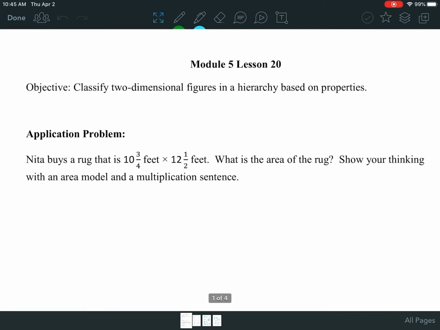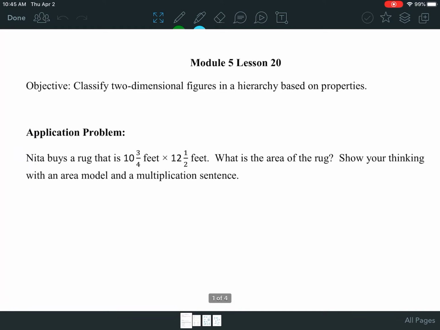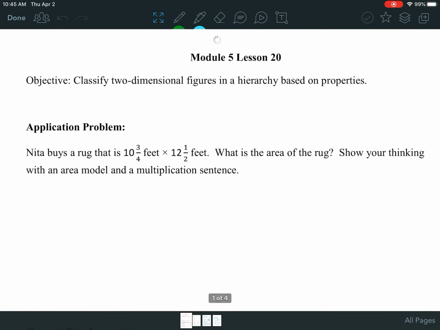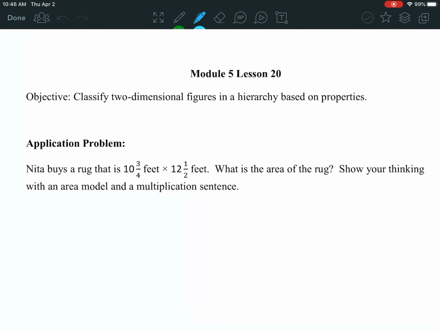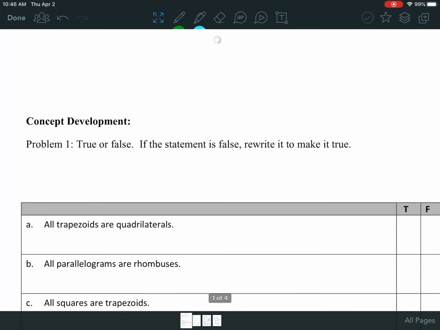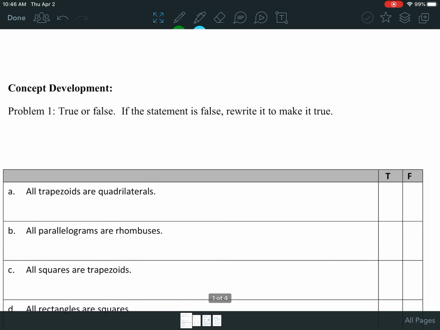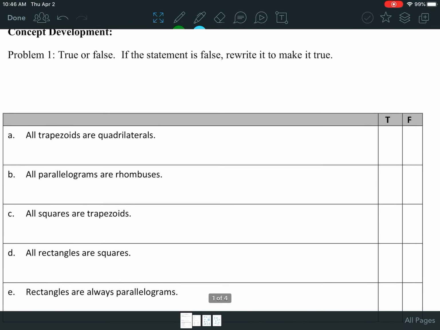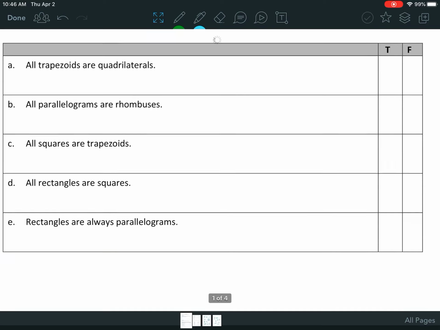The objective for Module 5, Lesson 20 is to classify two-dimensional figures in a hierarchy based on their properties. So we're going to be looking at figures and breaking them down and classifying them based on their properties. Those are the things that we've learned, all the things we defined when we were drawing our quadrilaterals in the lessons before this one. So down here, we're just going to be looking at some true or false statements today. And if it's false, we're going to make it true.